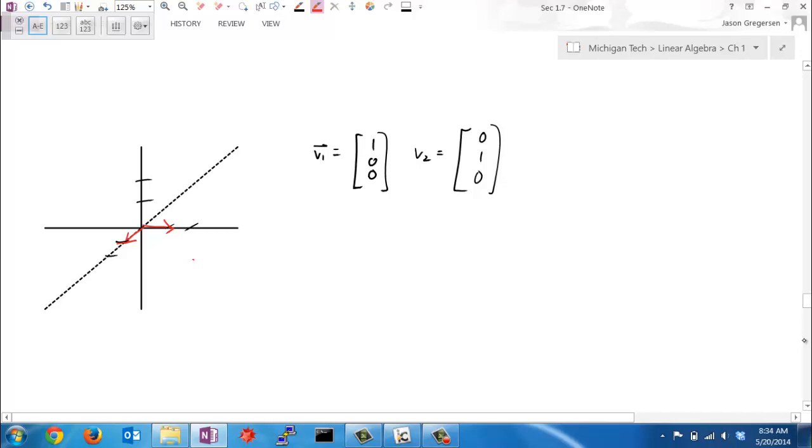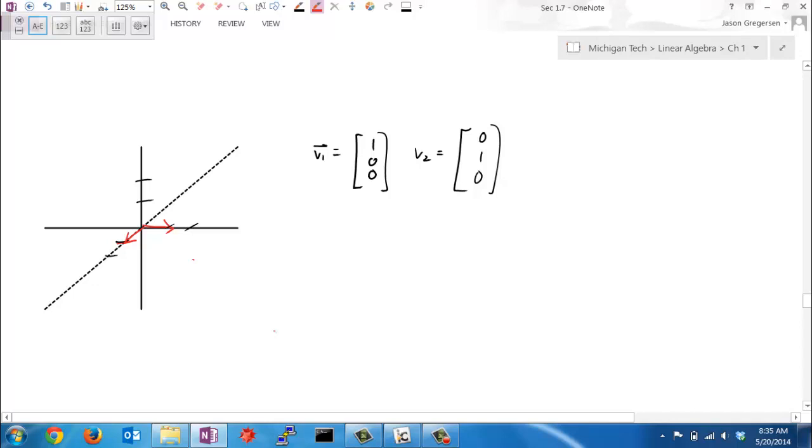Now, can I get to all the points with these two vectors? Can I get to the point 3, 4, 6 using those two vectors? I can't. So can I get to all the points in R3 using these two vectors? I can't. So these two vectors do not span R3. Well, that makes sense. I only got two of them, right?